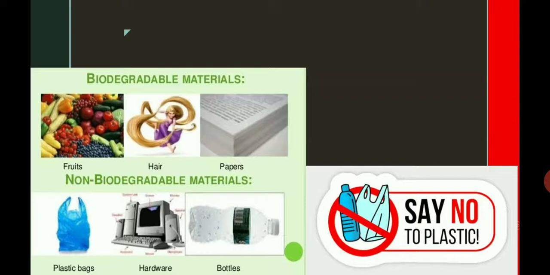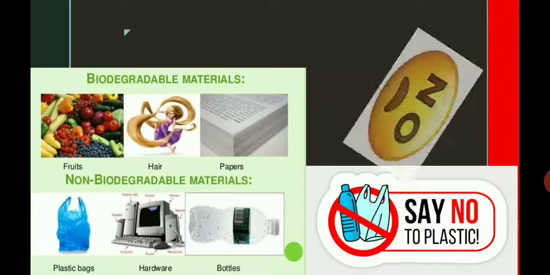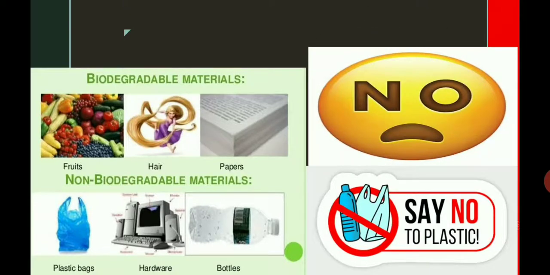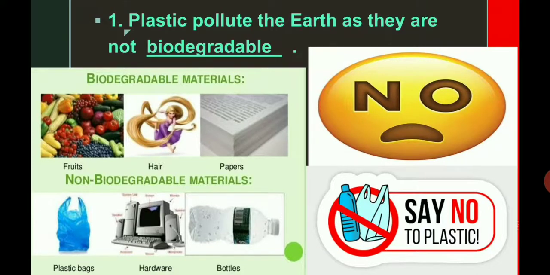So we should say no to plastics. Why? Because they cannot mix up with the soil. So we should say no to the use of plastic. In your first question, the answer is: plastic pollutes the earth as it is not biodegradable. Write this answer in your book. You should mention the date of today.